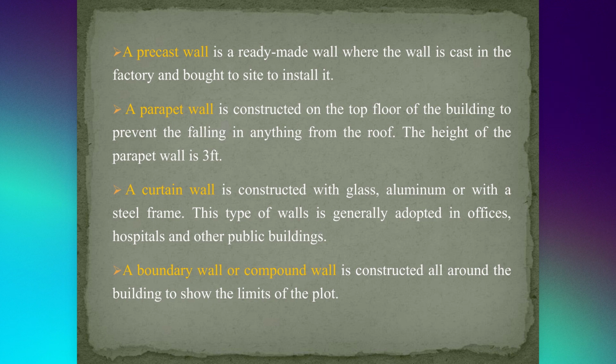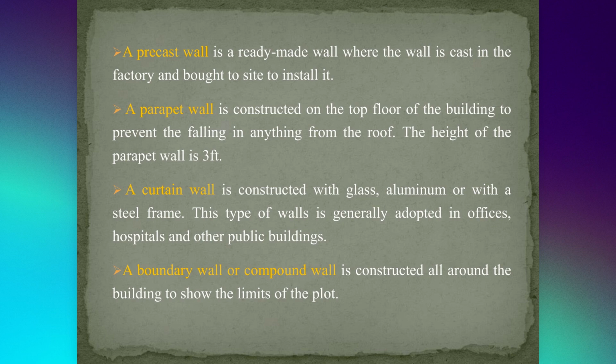A precast wall is a ready-made wall where the wall is cast in the factory and brought to site to install it. A parapet wall is constructed on the top floor of the building to prevent anything from falling from the roof. The height of the parapet wall is 3 feet.